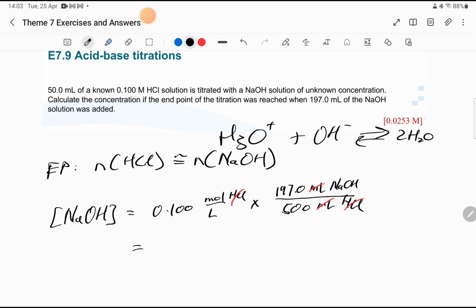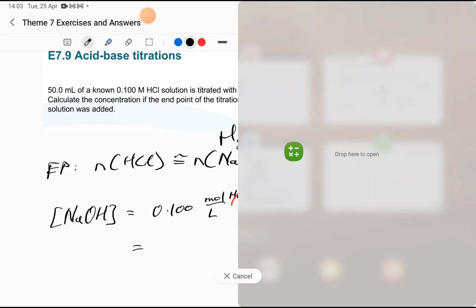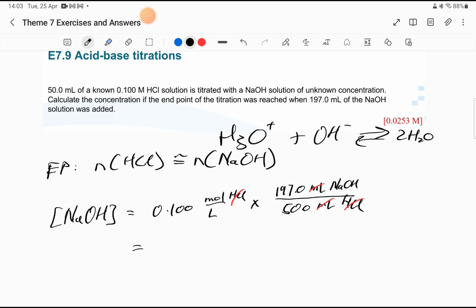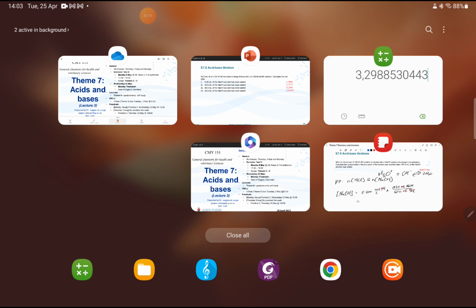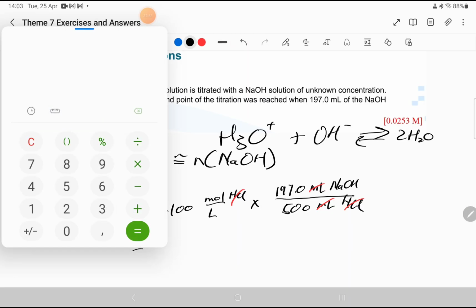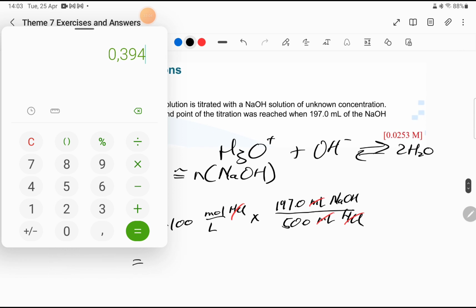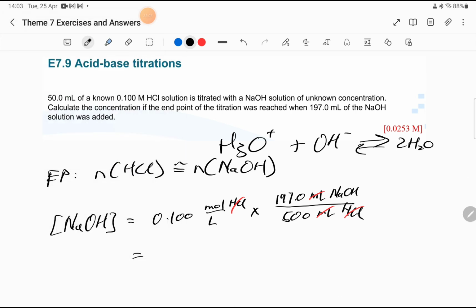So if we calculate that, we see that is Y. That is going to be 0.1 times 197 divided by 50, which is equal to 0.394. Now I do not get the same answer. Right, so I don't like this shortcut, honestly. So I think I'm missing something.